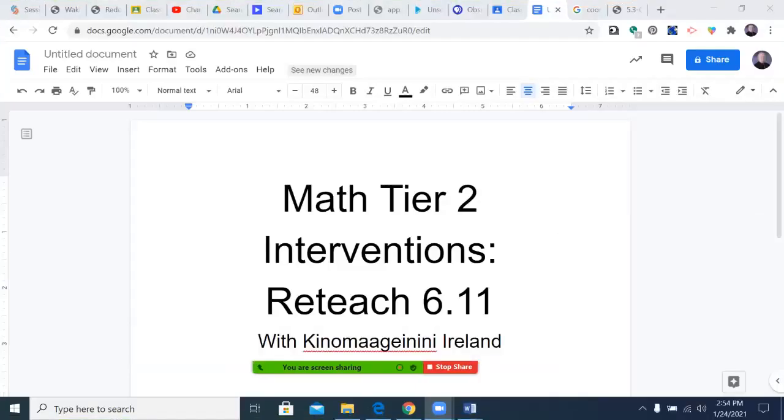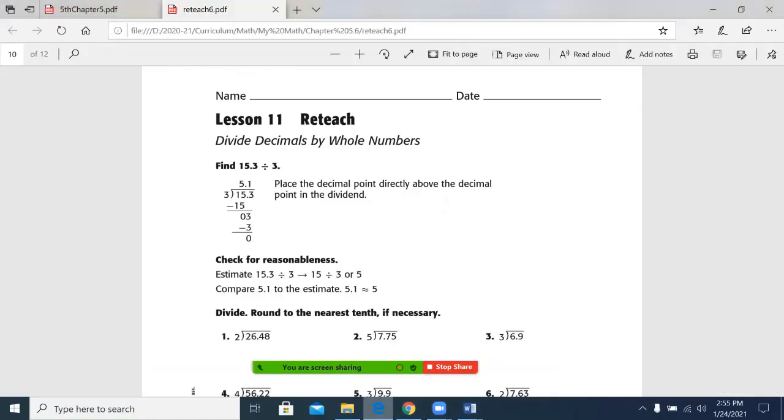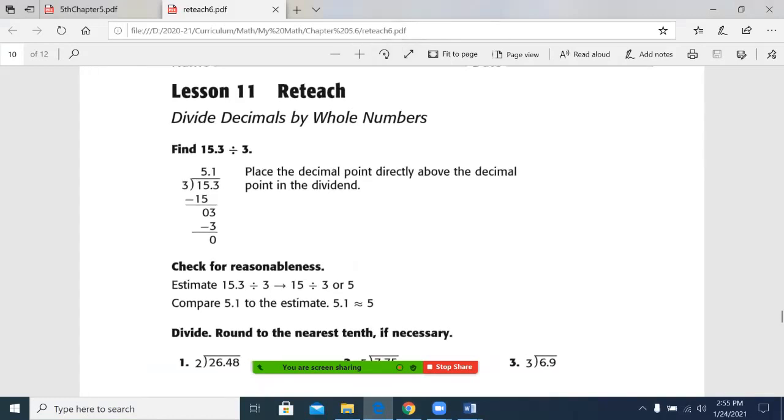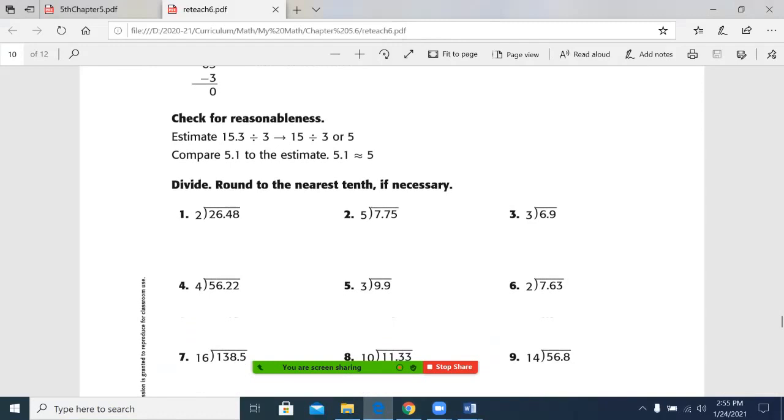Today's lesson, reteach 6.11. All right, we'll begin today in reteach 11, dividing decimals by whole numbers.